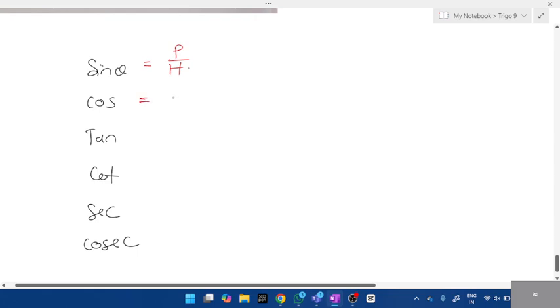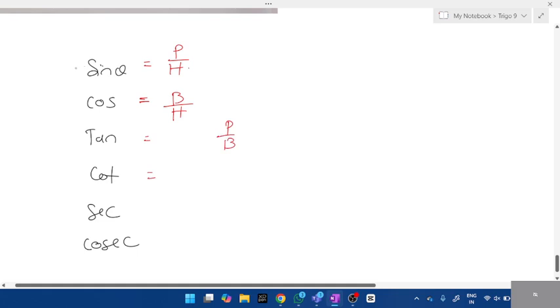What is the cos formula? Base by hypotenuse. Don't mute the call. Complete it. Base by hypotenuse. Tan? Perpendicular by base. Correct. Perpendicular by base.